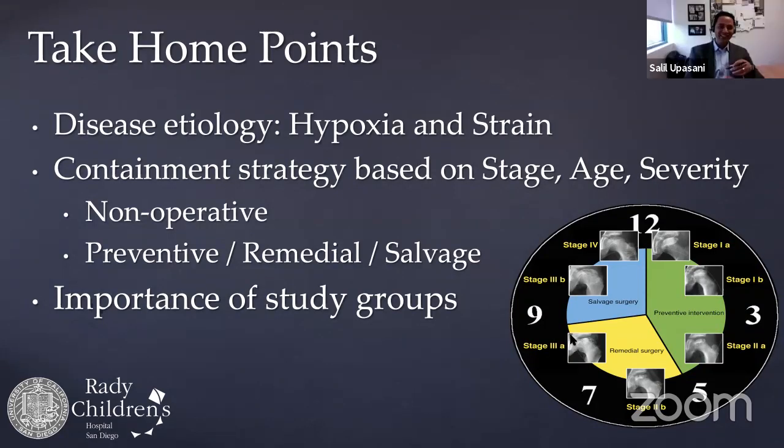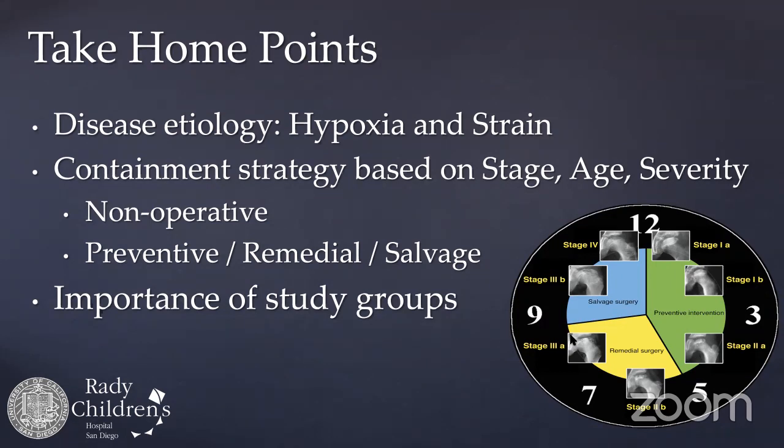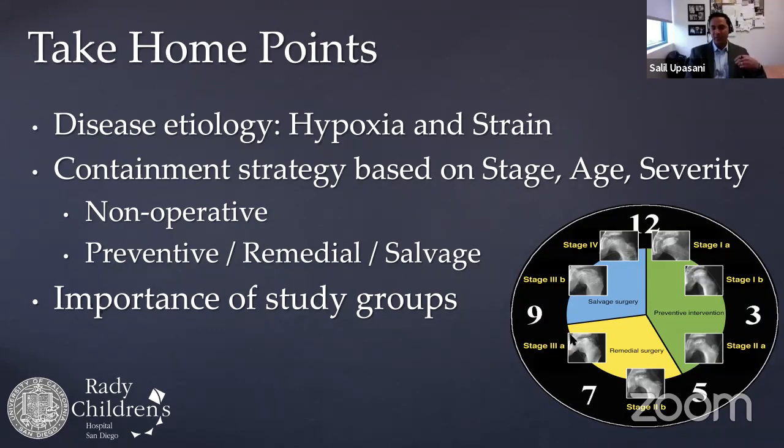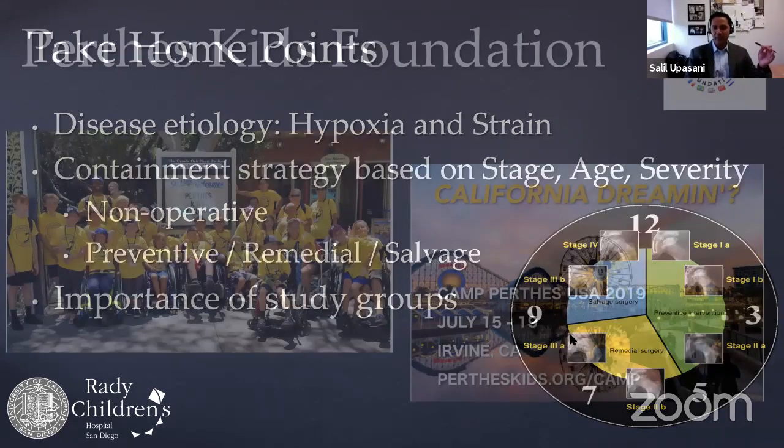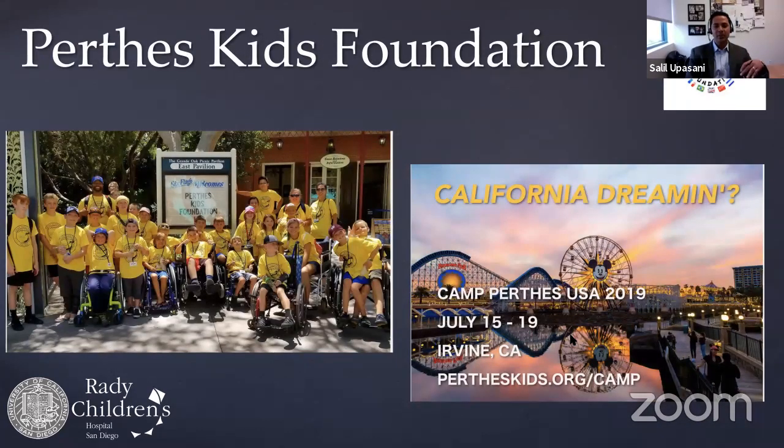Yeah. So disease etiology, I think hypoxia and strain, keep in mind that there is some mechanical effect there as well. Containment strategy should be based on the stage of the disease, the age, the severity, non-operative treatments, as well as this clock algorithm. I think the importance of a study group for these patients, because each individual surgeon will only see 30, 40 patients, so it's really important to collaborate results. I wanted to highlight this organization too, Perthes Kids Foundation. This man here has gone around the world, and I think India is one of his next destinations to bring kids with Perthes disease.